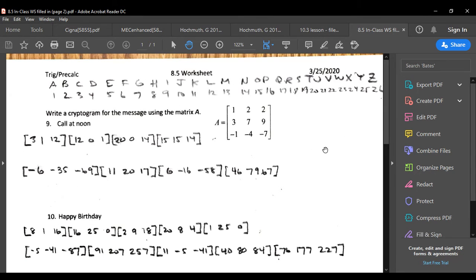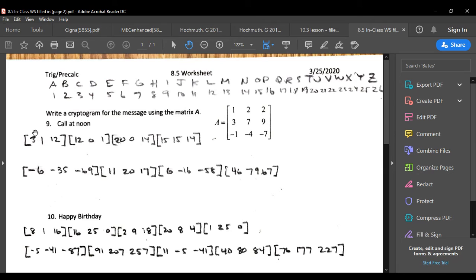All right, let's take a look at the in-class worksheet. Across the top here, I've got the numerical equivalent of all the alphabet, and to write a cryptogram for the message using matrix A. Here is my string of letters, C-A-L-L, and so forth. Again, I could write this as a 4 by 3 matrix and multiply it against A on my calculator, and I would come up with this string.